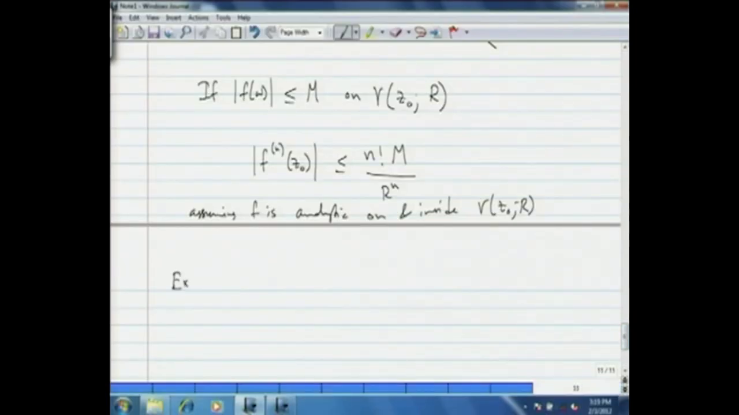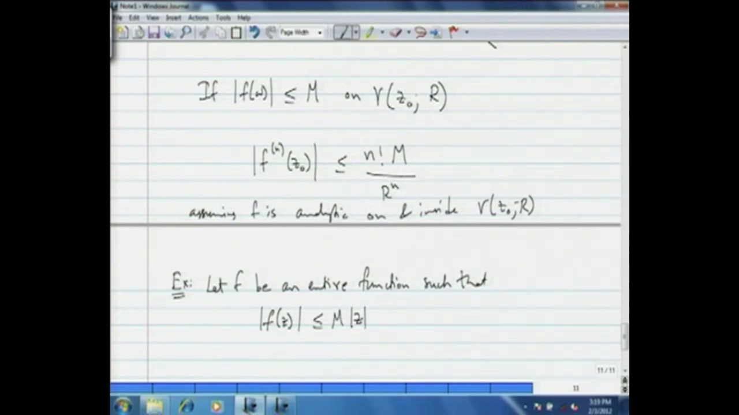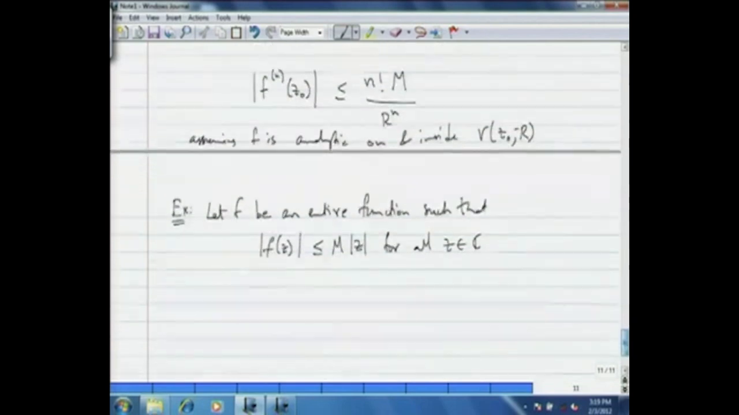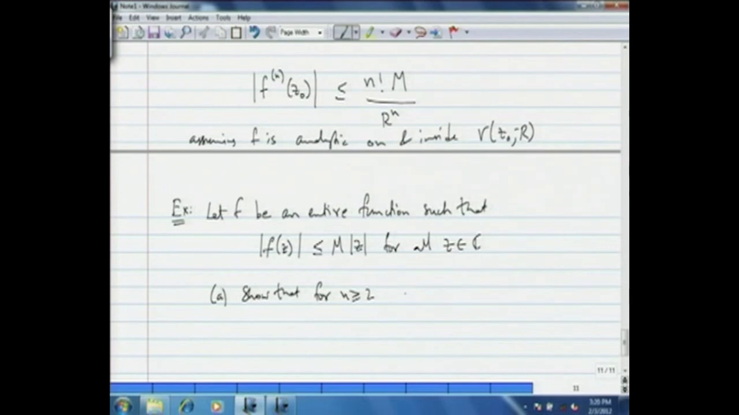So next, let us look at the following example. It says: let f be an entire function such that the modulus of f of z is less than or equal to M times the modulus of z, for all z in the complex plane. Firstly, (a) show that for n greater than or equal to 2, the nth derivative of f at z is equal to 0 for all z.